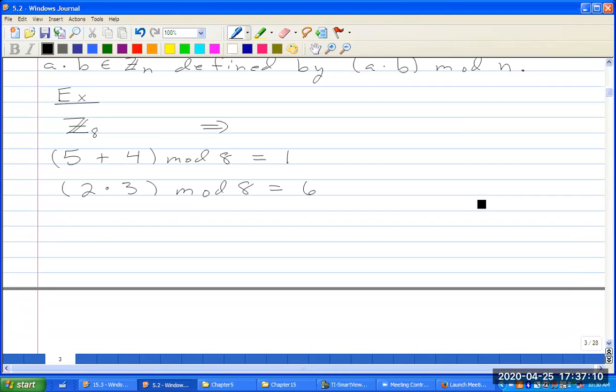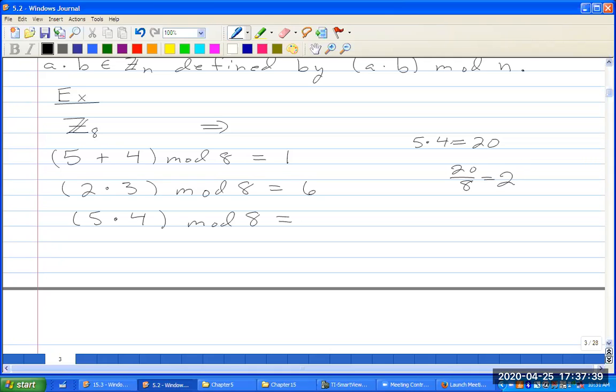Let's do 5 times 4. Well, what's 5 times 4? 5 times 4 is 20. But then let's divide this by 8. So 20 divided by 8 is 2 with a remainder of 4. And so I just write down the remainder, 4. So all I'm doing here is just writing down the remainders.